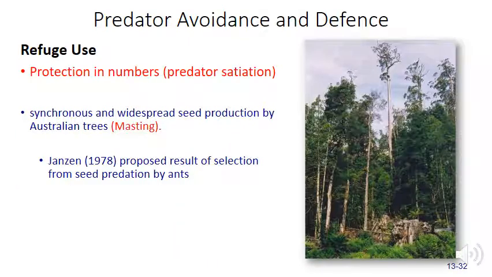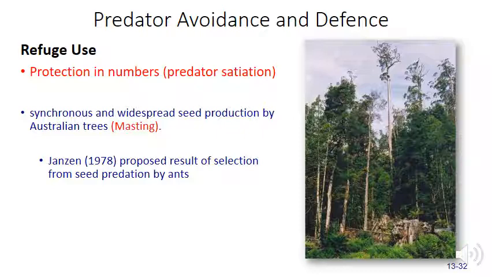So protection in numbers is another form of refuge. A good example of that would be masting in Australian trees. These are alpine ash trees in Australia. Masting is when a tree species synchronously, lots of individuals, produce many, many seeds at one time. What these ash trees do is they produce many seeds and retain them on the tree in closed seed pods. Then after a fire event, all of these trees simultaneously drop those seeds. And so there are millions and millions of seeds being dropped at one particular time.